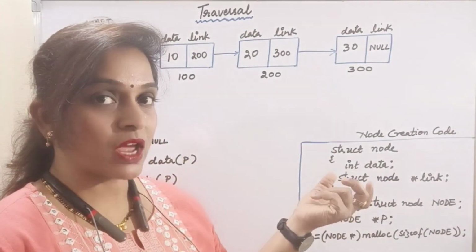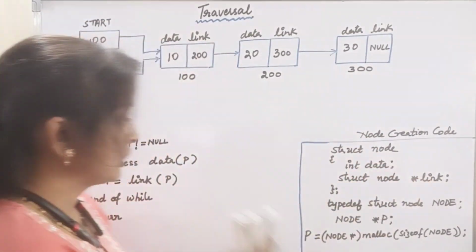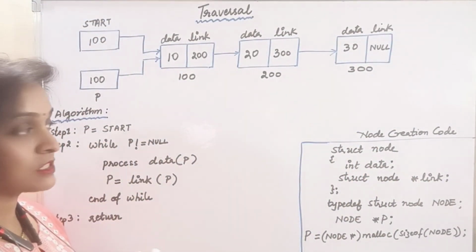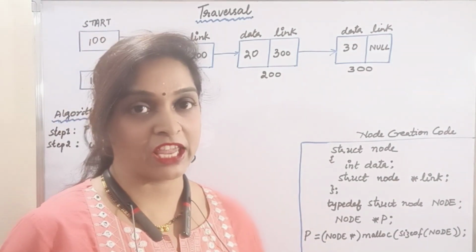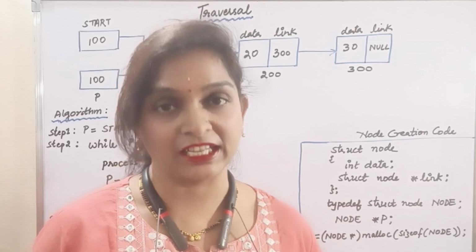So what is this traversal? How to do the traversal in linked list? The algorithm of traversal and this node creation code. All these things we will discuss in detail.